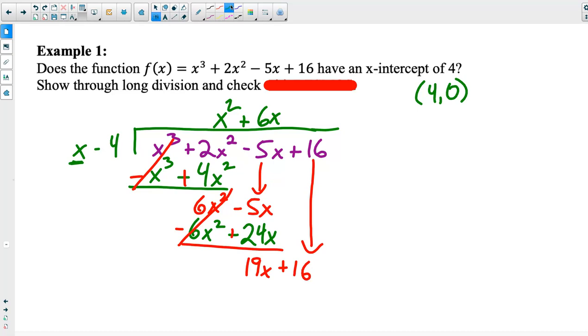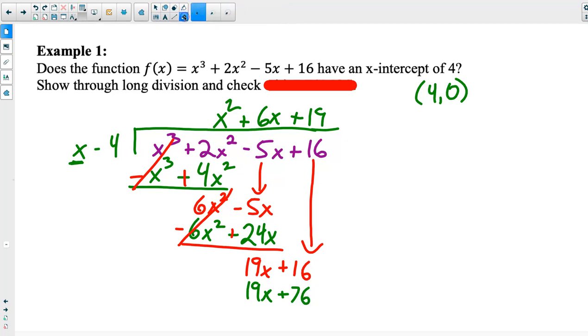So x times positive 19. This is where I'm looking. These two things, they multiply to make that. So I get 19x. Any fast mental mathers out there? What's negative 4 times 19? Negative 76. Oh, go for it. 76 what? Very nice.